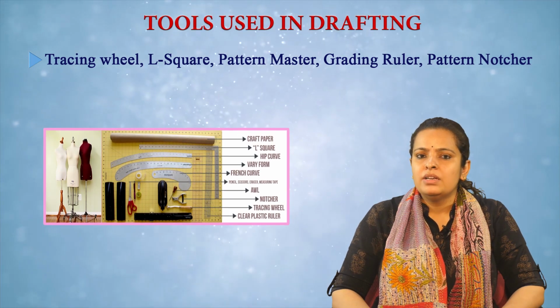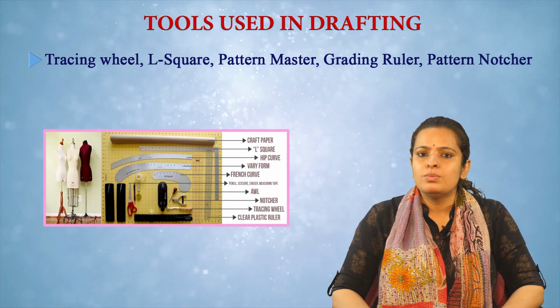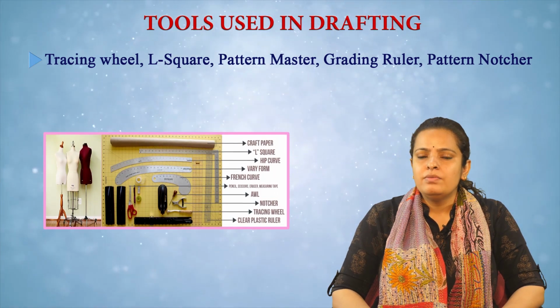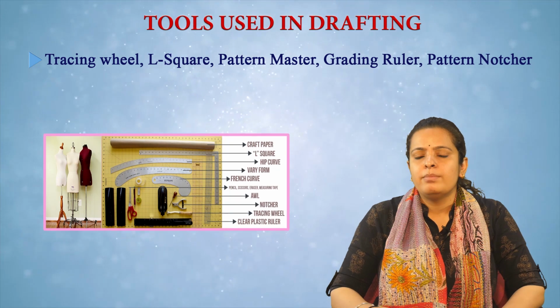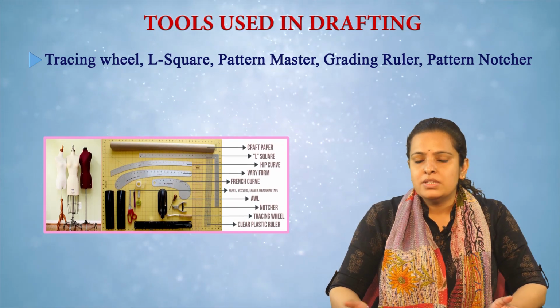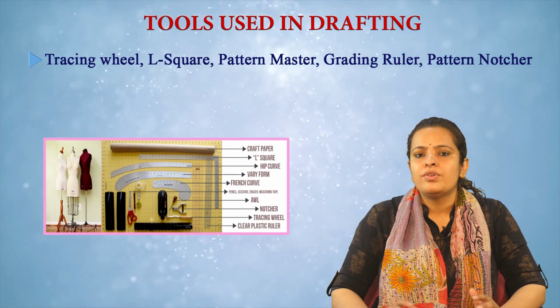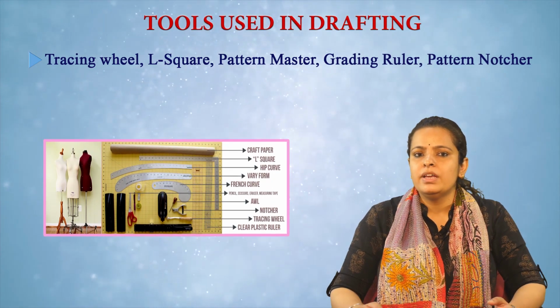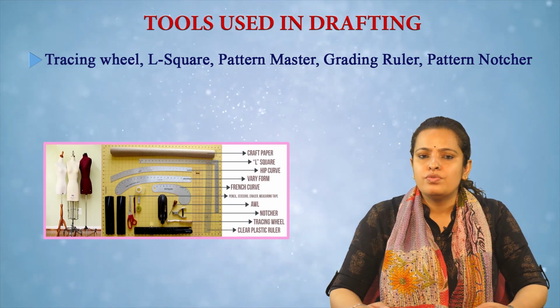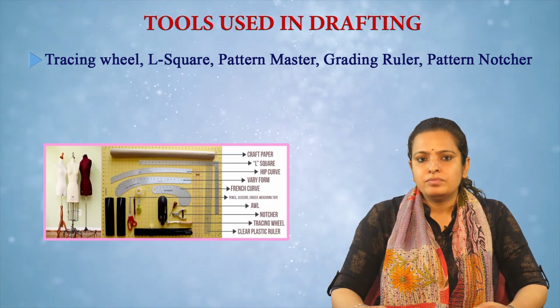Then we have the pattern notches. Notches we generally use as a marking symbol on the pattern for joining of the fabric, to make the person understand that this is the point from where we have to join the fabric. There is a particular type of tool which is used for the pattern notches.